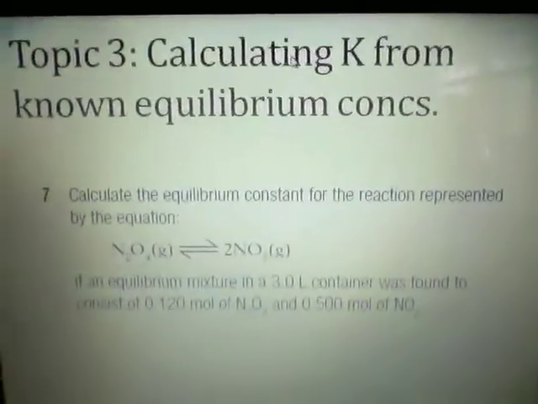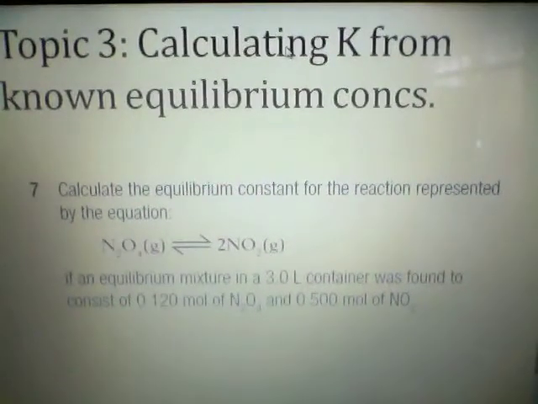Okay, let's move on to question number 3, which refers to calculating equilibrium constants for the reaction represented by the equation. If an equilibrium mixture in a 3-litre container was found to have these amounts, what is K? Now I told you we can work out K if we know the concentrations of our reactants and products at equilibrium.